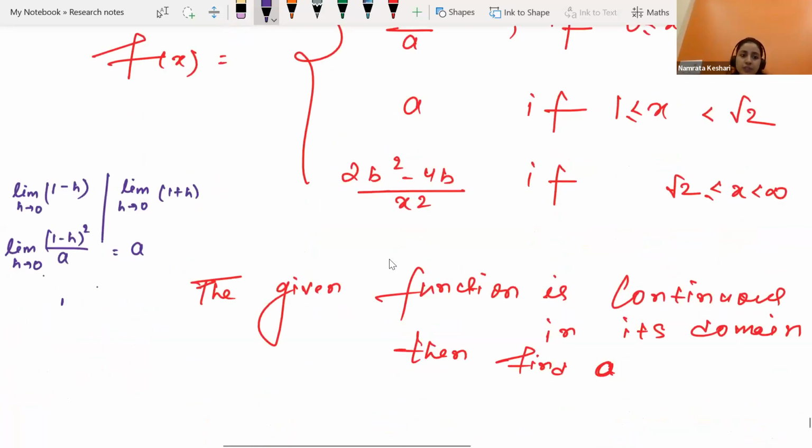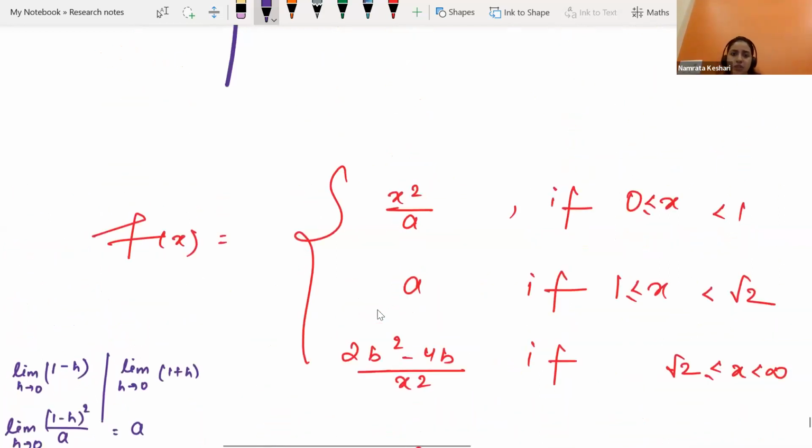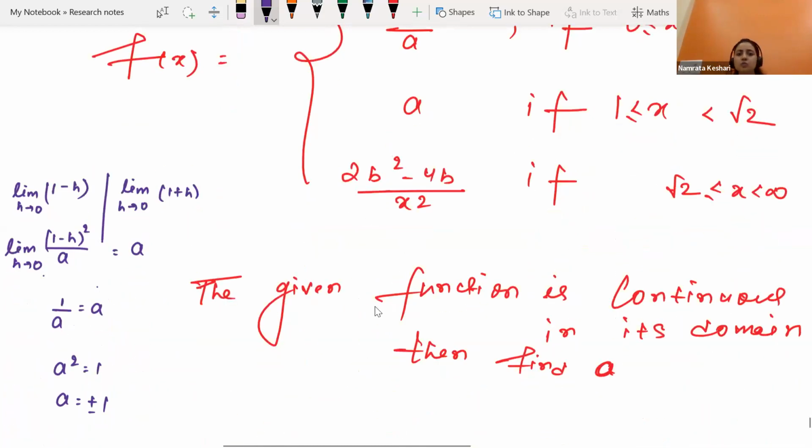From here we must be getting 1 by a, right, Annapurna? Yes. So we can say a square is 1. A is plus minus 1? Yes. We will leave the answer like this, a is plus minus 1. We are done. Okay, let's do the next question.